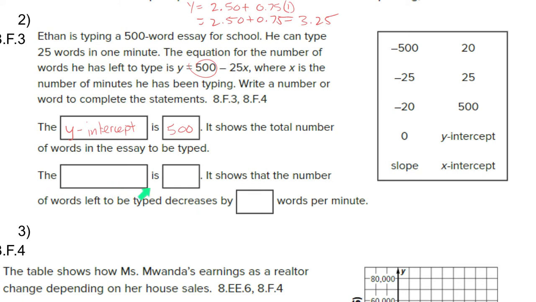Next, the blank is blank. It shows that the number of words left to be typed decreases by, well, I know it decreases by 25 words per minute because that's the rate of change. That's right up here. And so that's the slope. The slope is negative 25. It shows that the words left to be typed decreases by 25 words per minute. Yeah, absolutely.